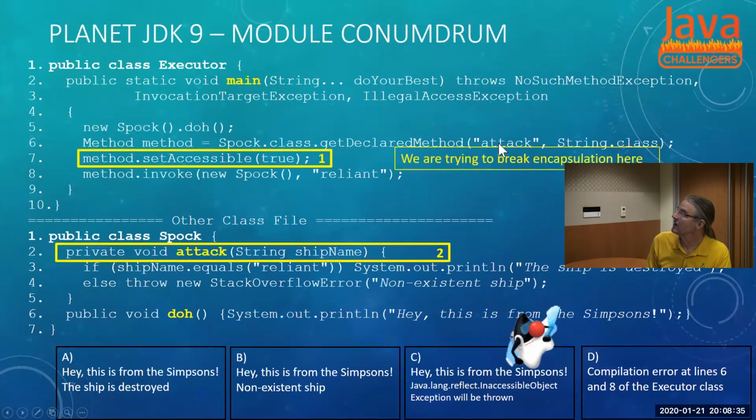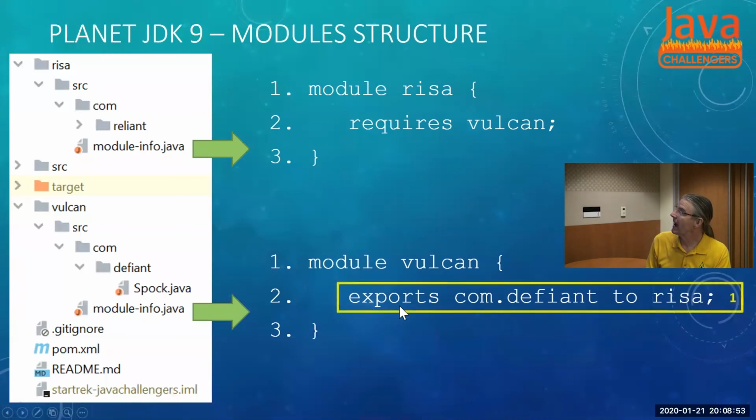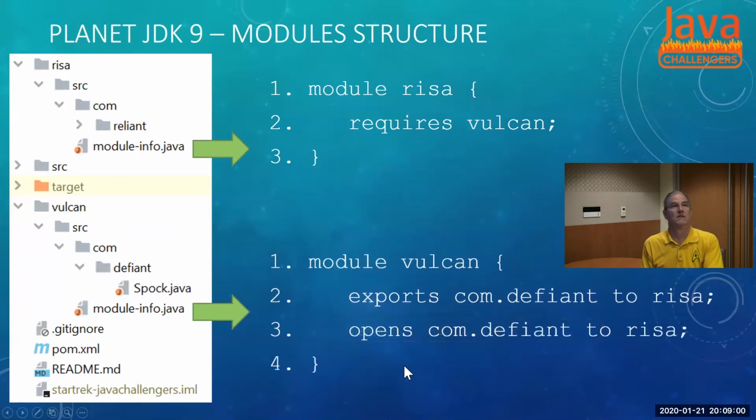Okay, so we're getting the method, getDeclaredMethod attack String class, and we're trying to change its accessibility. And then we invoke it by reflection, but now it's saying that you can't actually do that without the exports and the opens clause within your module. So basically, it's the way that modules allow you to communicate between classes on the reflective nature.